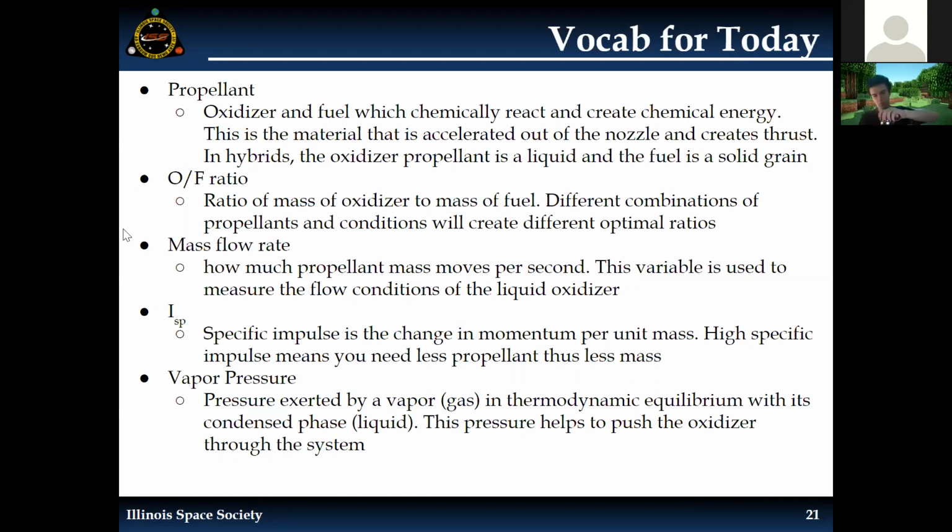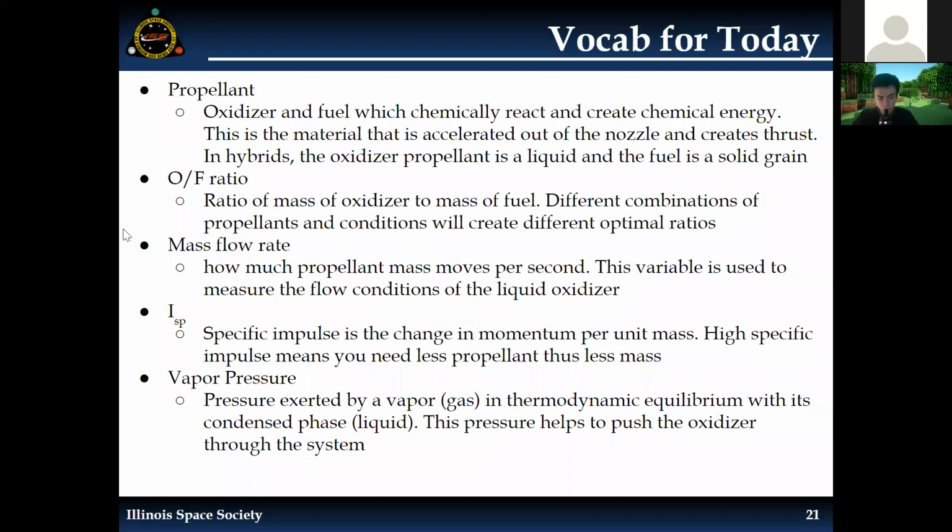So mass flow rate, this is how much mass moves per second. So it's a variable and its units are kilograms per second. You can kind of think of it as velocity, but it's different. It's not how much distance it moves per second, but over a singular space, how much mass is moving through that space every second. So it's used a lot when you're talking about fluid flow characteristics and conditions. So it's something we keep track of, especially for the liquid oxidizer.